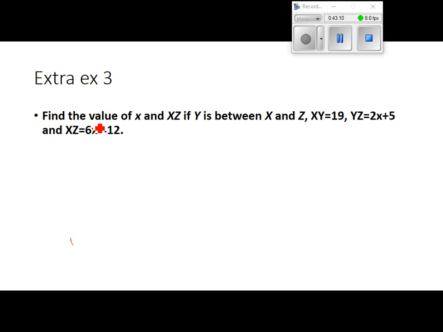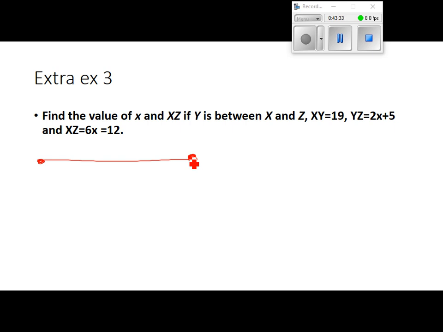Is this one a little harder? How do you know? You didn't even try it. You're sitting there. Do it. What do we need to do first? Is it a little harder? Let's draw it. Let's see. What do we know?